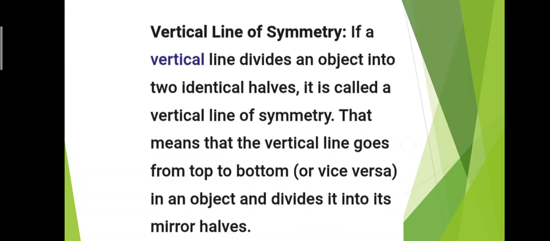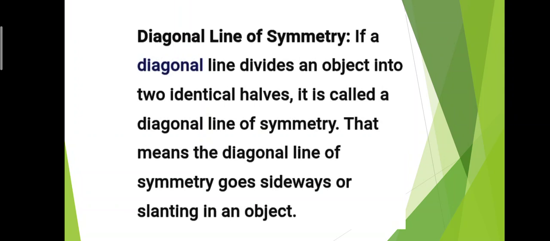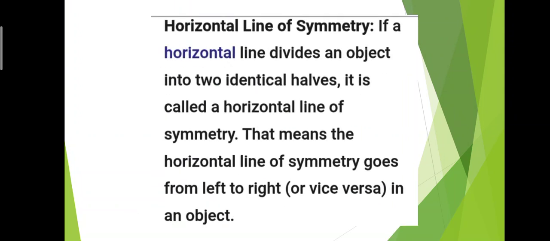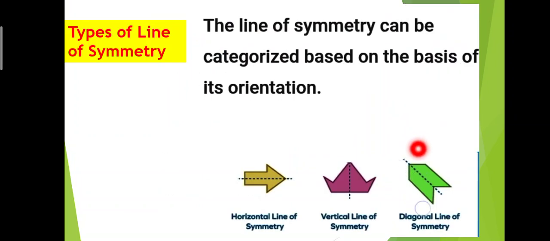Number 3, diagonal line of symmetry. If a diagonal line divides an object into two identical halves, it is called a diagonal line of symmetry. That means the diagonal line of symmetry goes sideways or slanting in an object. It is an example of diagonal line of symmetry.